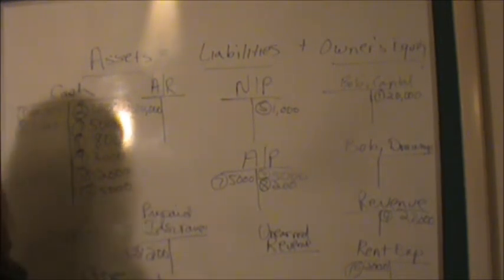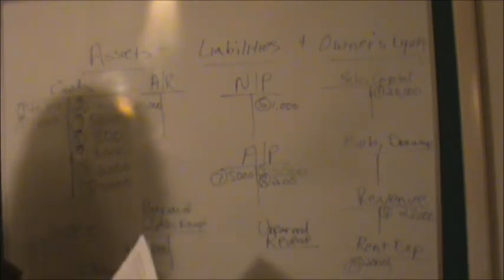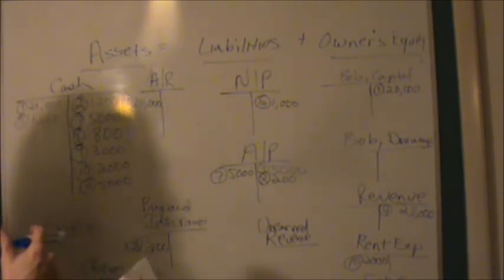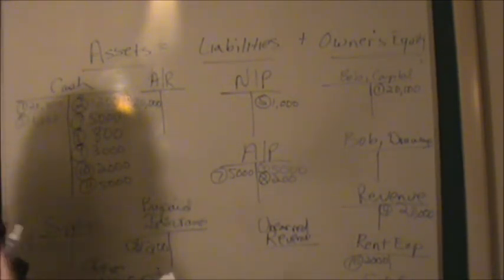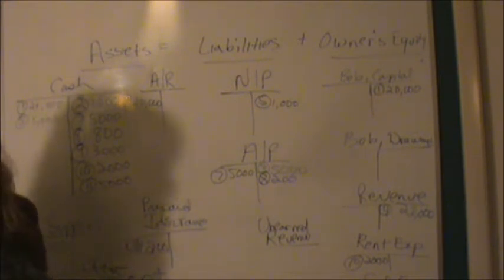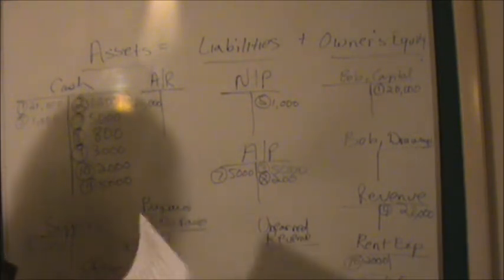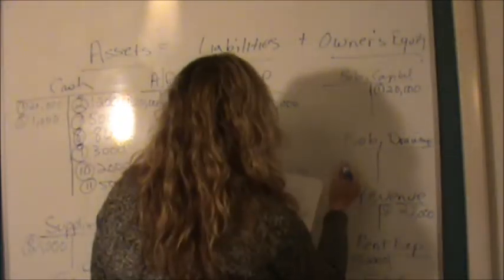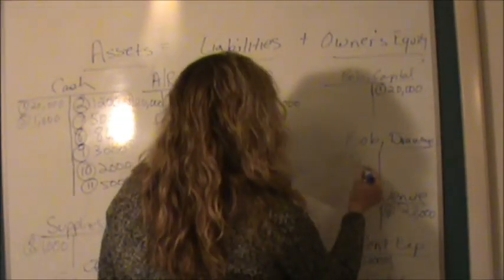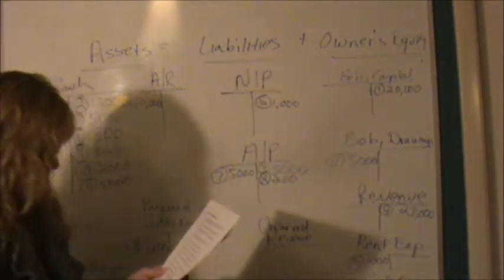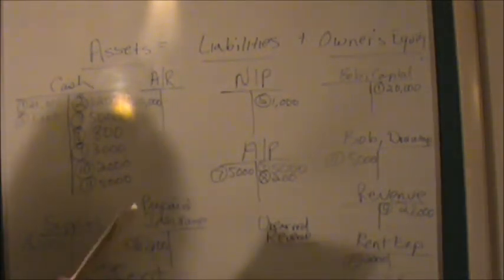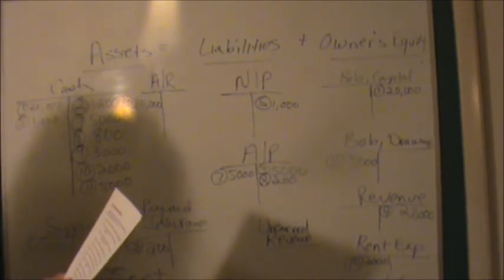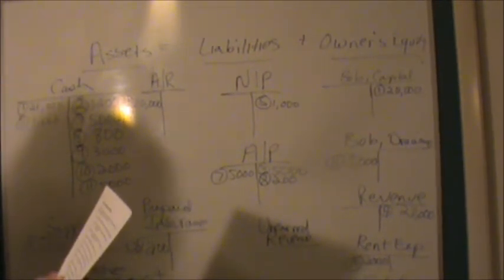Now Bob's going to withdraw $5,000 for personal use. Go ahead and credit cash, right? We're decreasing our cash. And drawings, if you remember, our assets, our owner's draws, and our expenses are going to be increased with the debit, right? So we're going to debit that for $5,000.